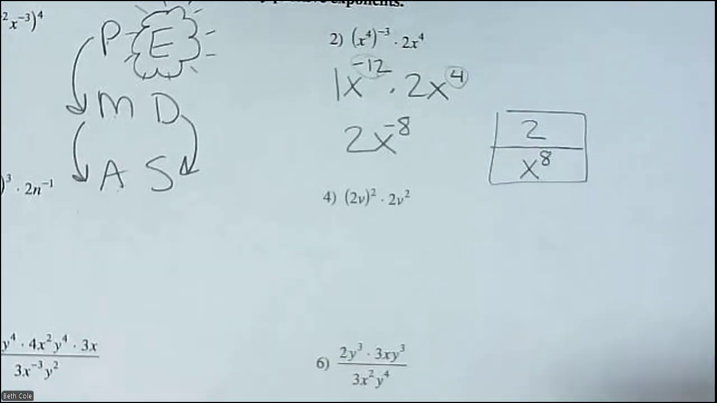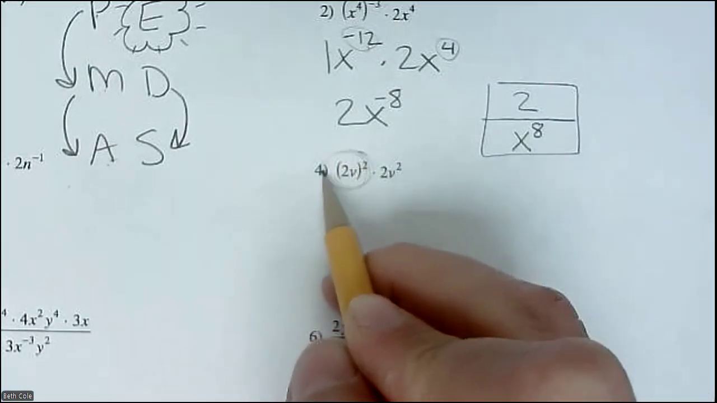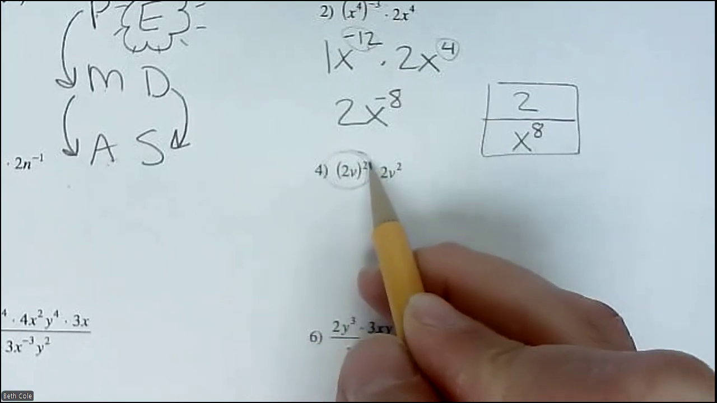This one's going to be a little easier because there's not any negatives in it. Do you see how this whole part is squared? Okay. What is 2 squared?